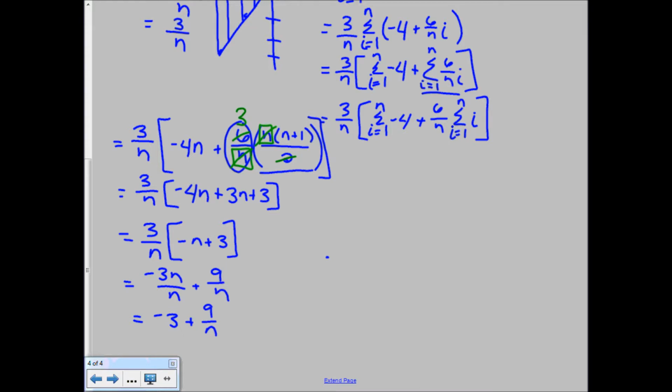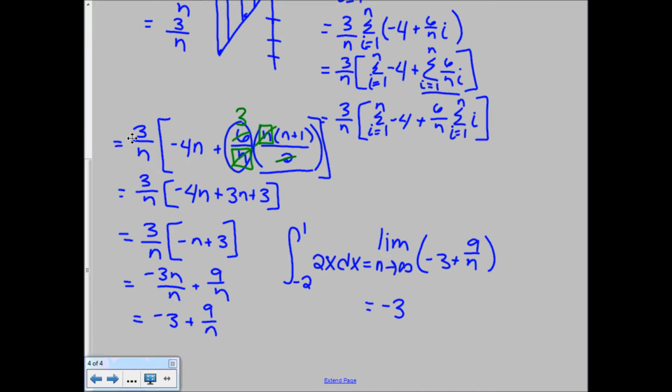So now that we know what our sum is equal to, what we're going to do to evaluate the integral from negative 2 to 1 of 2x dx, we're going to take the limit as n goes to infinity of negative 3 plus 9 over n. So when we take the limit as n goes to infinity, the limit of negative 3 is just going to stay negative 3, but 9 over infinity is going to go towards 0. So we're going to get negative 3 plus 0, which equals negative 3. So that's going to be the value of the definite integral from negative 2 to 1 of 2x dx.